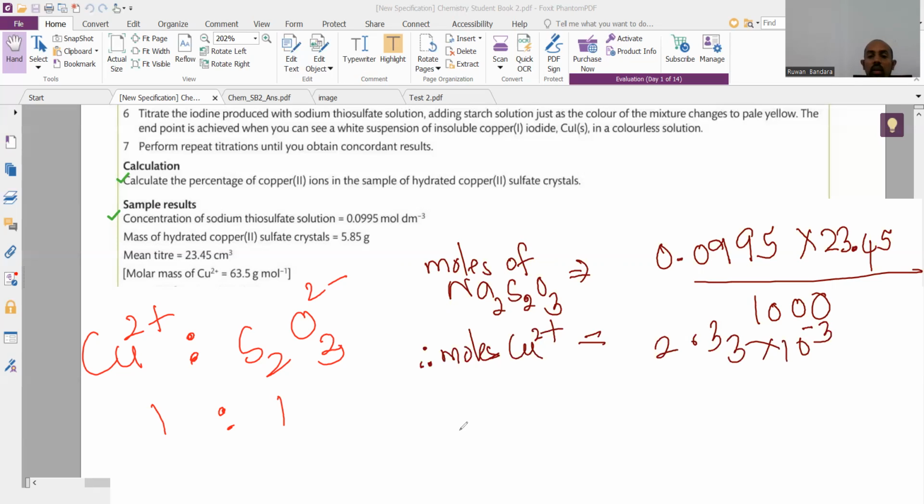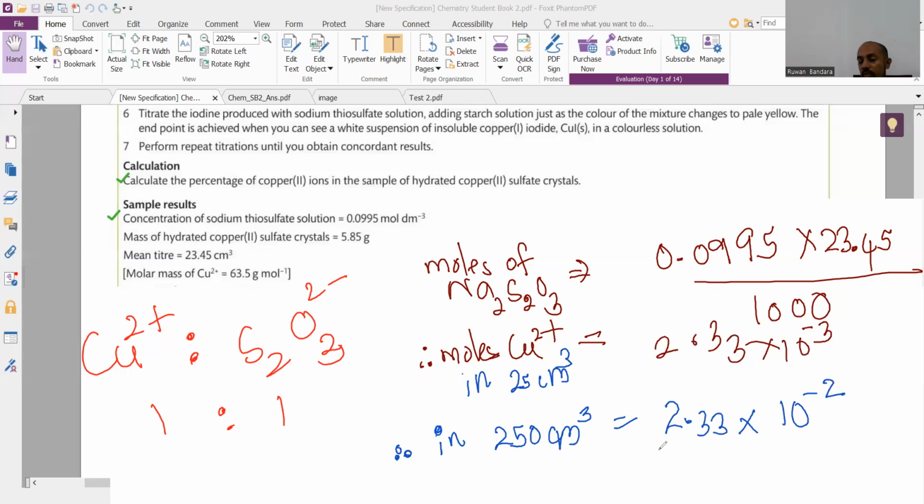To the power of -3. If you can remember, we have taken this copper 2 plus only in 25 cubic centimeters, moles of copper 2 plus in 25 cubic centimeters. Therefore, the moles of copper 2 plus in 250 cubic centimeters, you have to multiply this by 10: 2.33 into 10 to the power of -2.